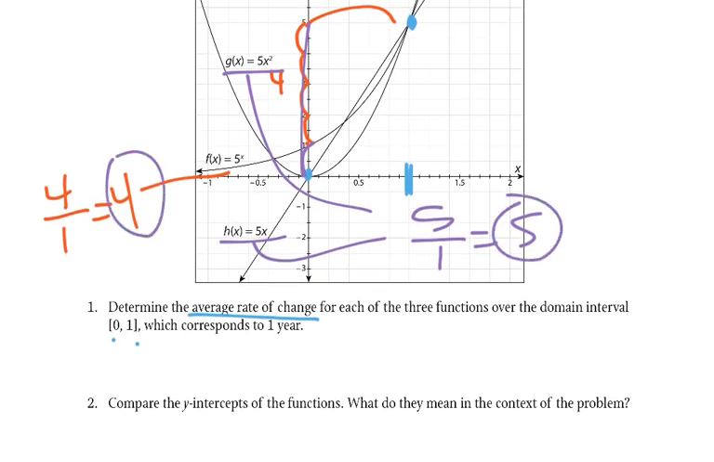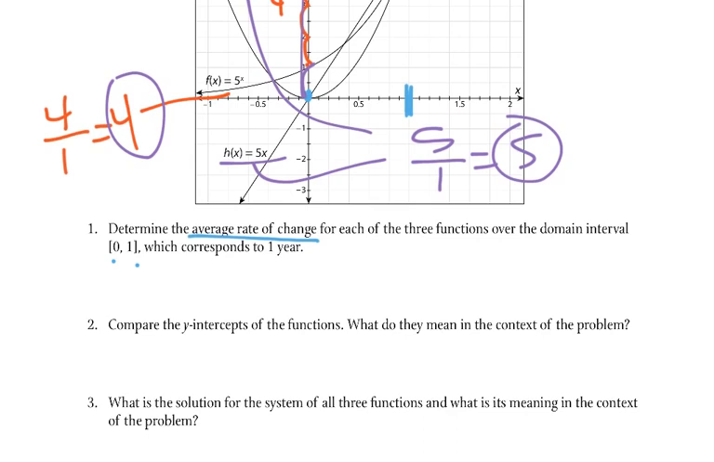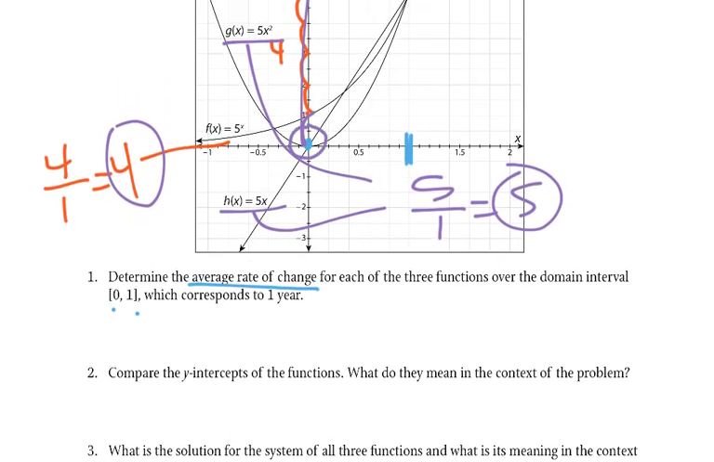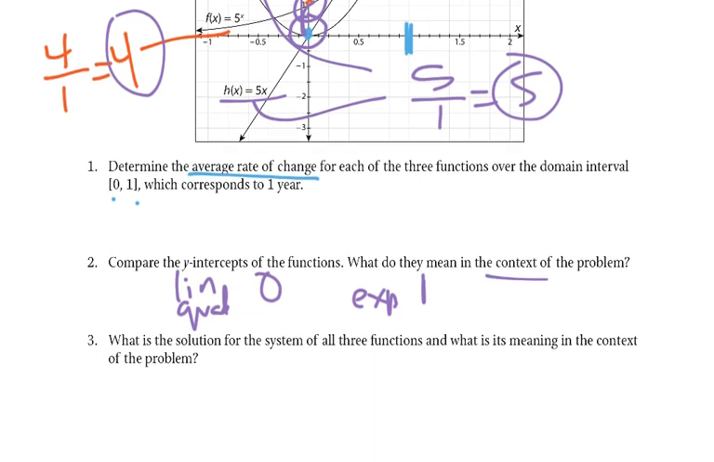Okay. Now it says compare the y-intercepts of the function. So once again, these guys start with 0. Okay, so that means when you'd measure the population, there weren't any in those two models, the linear and the quadratic. For exponential, you'd have 1, so that means they started out with 100. Okay, that's what it means in the context.